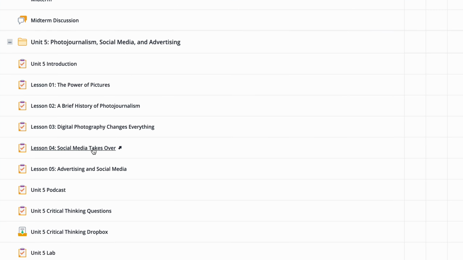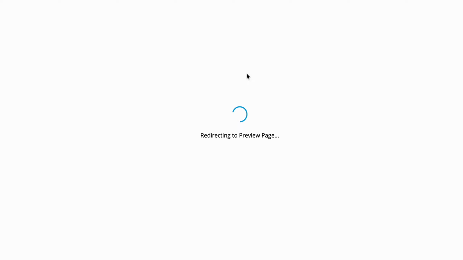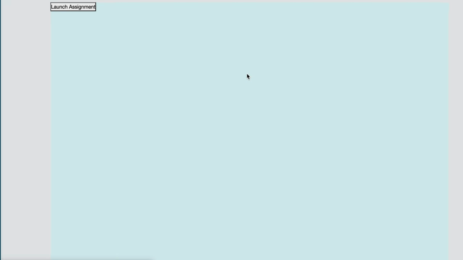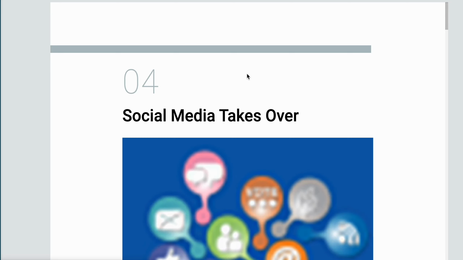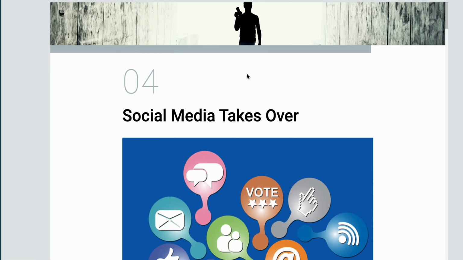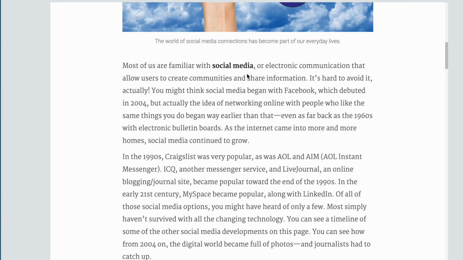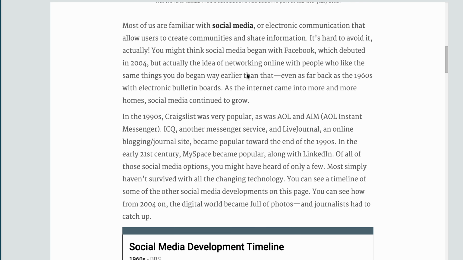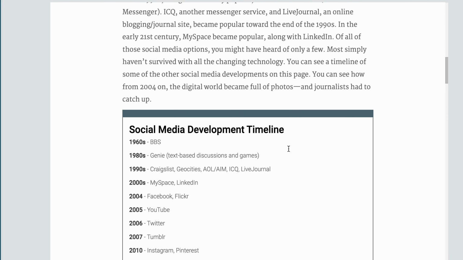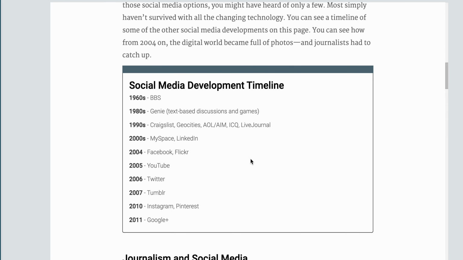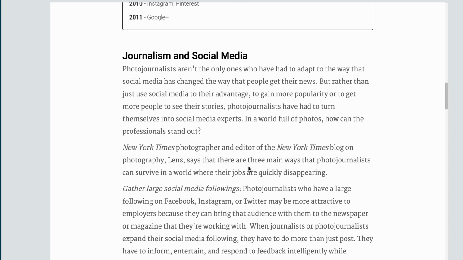Moving to lesson 4, social media takes over. It's very important to form an opinion about social media and whether social media is a true reflection of people's lives. Ask yourself, do I really believe what those people are posting or not? Social media is electronic communication that allows users to create communities and share information, something that we are using every day. And we have here the development on the timeline of social media.